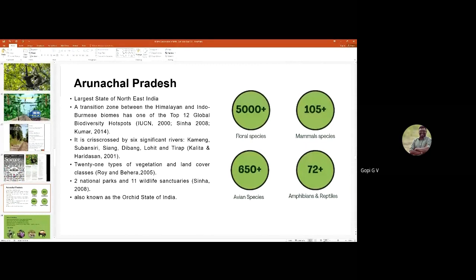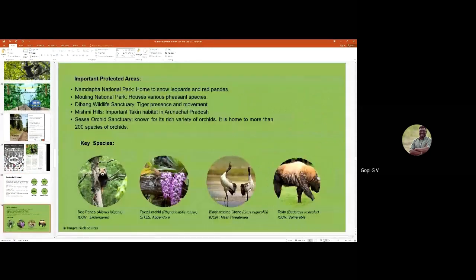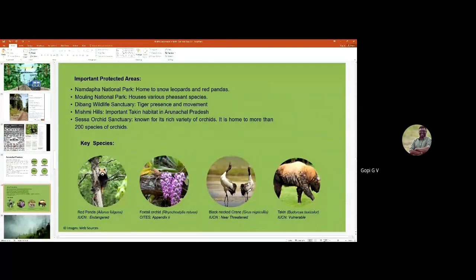There are a lot of protected areas. At least I can think of two national parks, Mouling National Park and Namdapha National Park. There are three tiger reserves: Kamlang Tiger Reserve, Namdapha Tiger Reserve, and Pakke Tiger Reserve. So there is an immense network of protected areas, and quite a lot of key species like tigers, red panda, black-necked cranes again, and Mishmi takin.